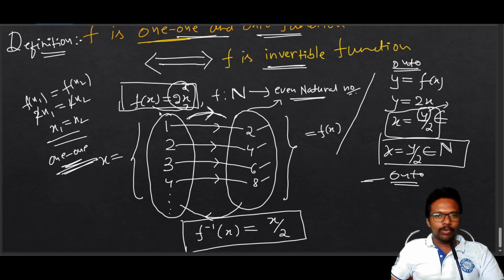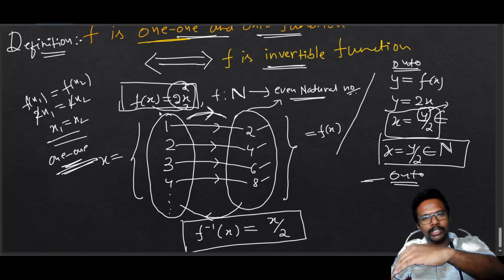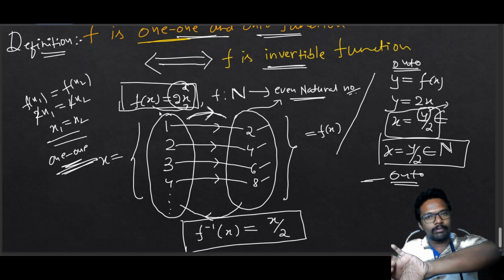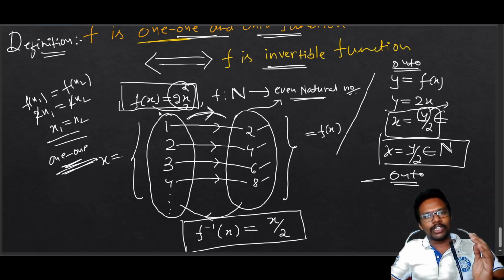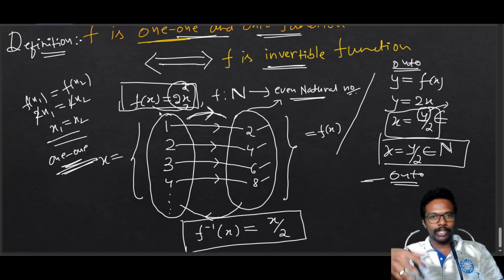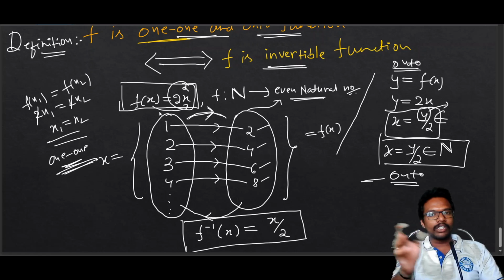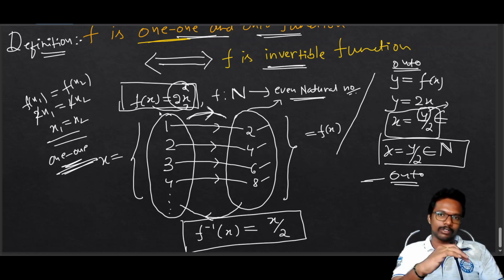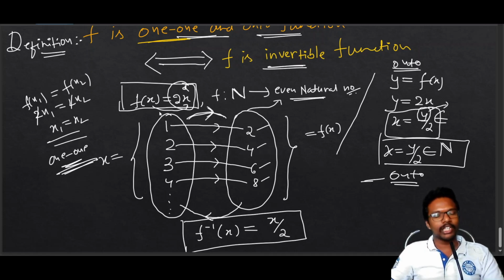It means if you want to go from domain to codomain, you have to double. If you want to come from codomain to domain, you have to divide. So both are possible here. So the function is 2x. The invertible function here is x by 2, means we have to divide by 2. If you want to go from domain to codomain, we have doubled it. So that function satisfies one-one and onto. So if it satisfies one-one and onto, there is a route to come back in reverse also. The reverse function is x by 2.